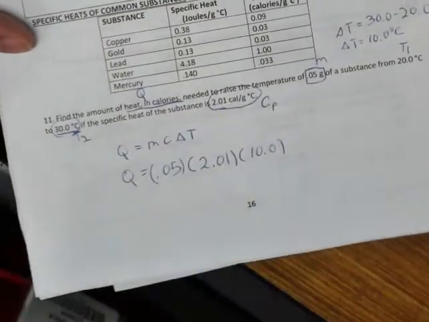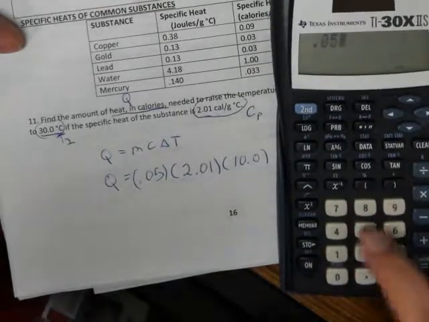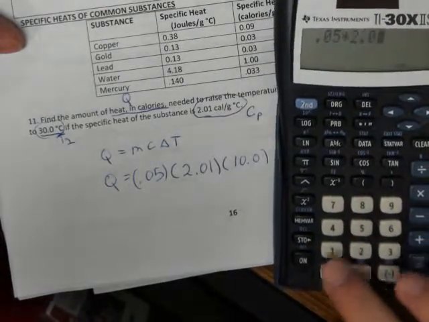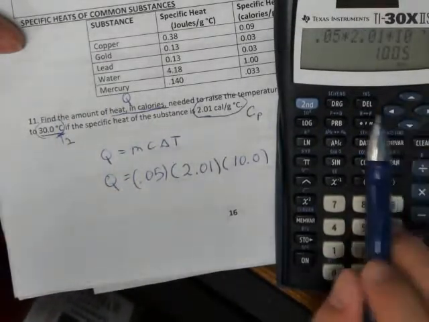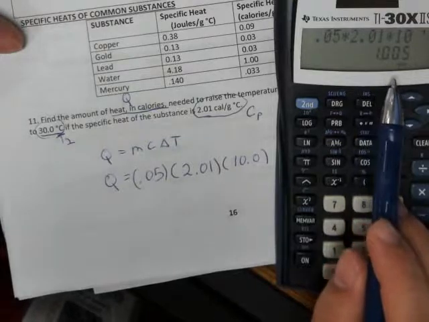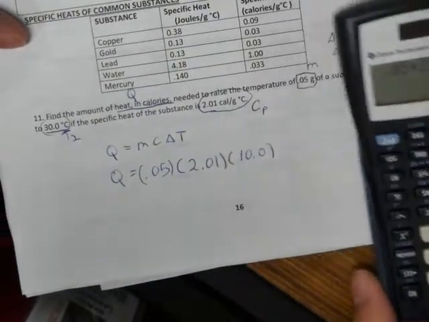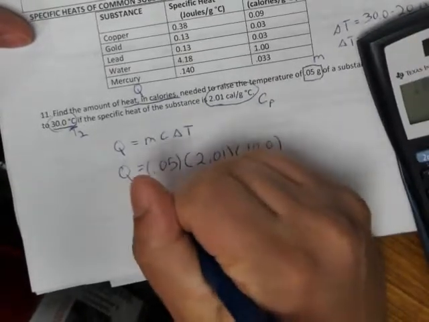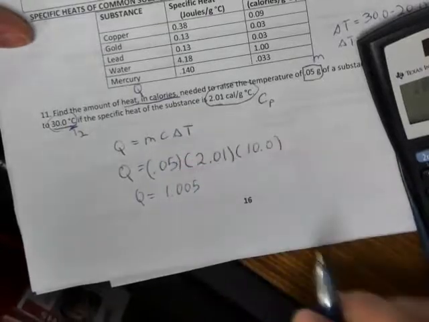All right, and then I just get my calculator and bang those numbers out. 0.05 times 2.01 times 10.0. Okay, and I get 1.005 for my answer here. So go ahead and write that down. Q equals 1.005, but I should round this.